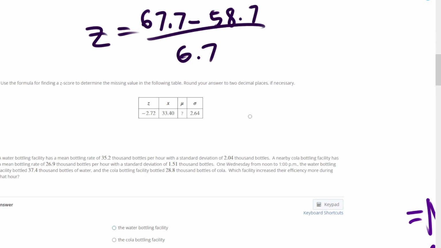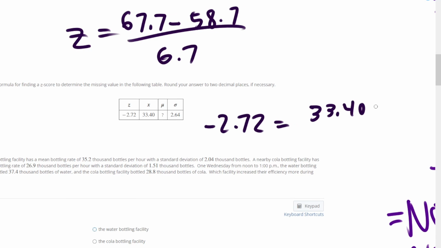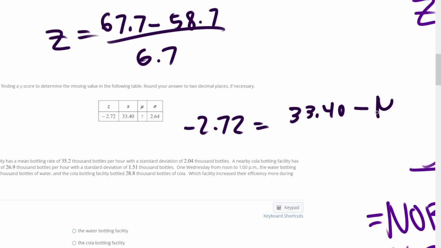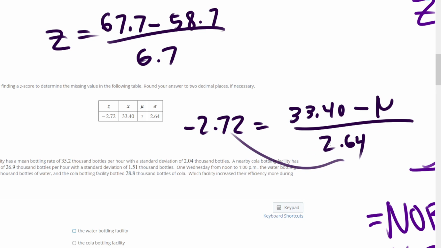This one is the same idea, except this time we have our z-score, so negative 2.72 is equal to our data point, which is 33.40, minus our average, divided by 2.64. And you would solve for this. So you multiply that by that to get rid of this, and then you would subtract this from this, and then divide by -1.